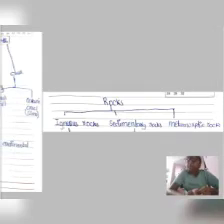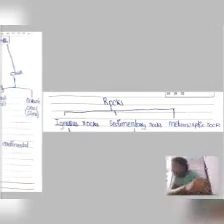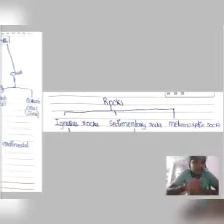Example, the Deccan plateau. It's made up of basalt. The grained structure, basalt. The Deccan plateau is made up of basalt rocks.